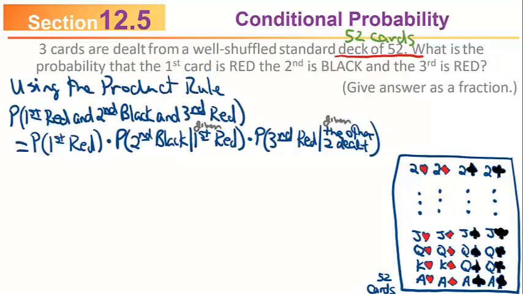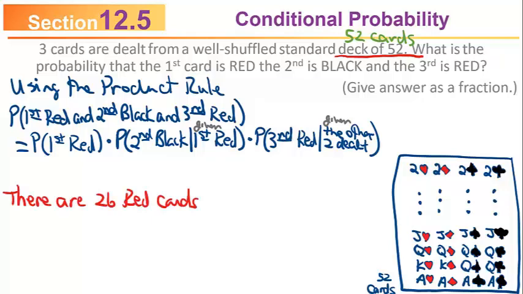The product rule says that the probability that the first one's red and the second one's black and the third one's red is the probability that the first one's red, times the probability the second one's black, given that the first one was red, and times the probability that the third one is red, given that the first 2 choices were made. So those last 2 are conditional probabilities. It's basically the probability of getting a red, the probability of getting a black, the probability of getting another red, but you're taking into consideration what's already been drawn out, because if you're dealing cards, they're not being put back in, so that means it's without replacement. That's what makes it a conditional probability.